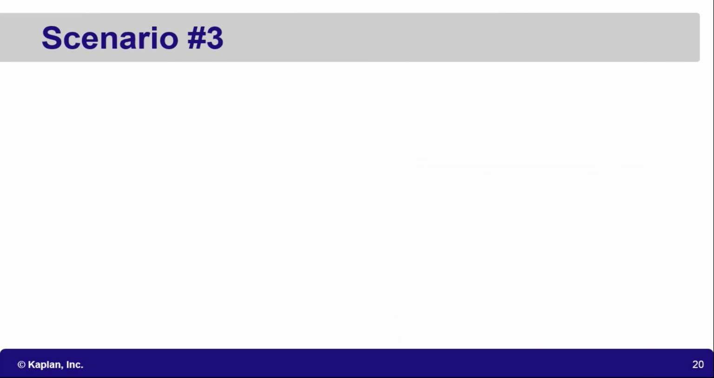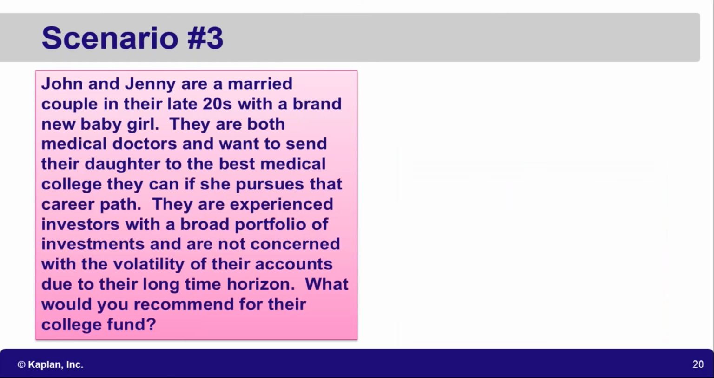John and Jenny are a married couple in their late 20s with a brand new baby girl. They're both medical doctors and want to send their daughter to the best medical college they can if she pursues that as a career path. It's kind of hard to say what a baby girl is going to do for their career, but these are doctors. Doctors would like to see their child be a doctor.